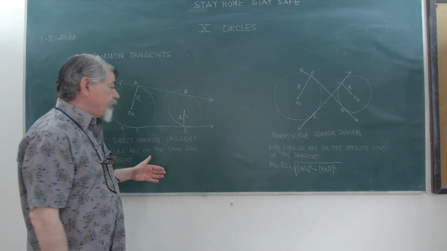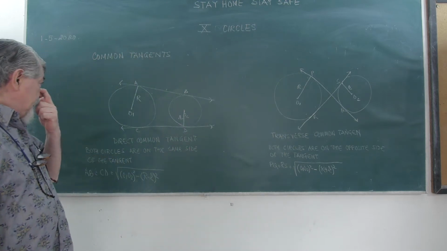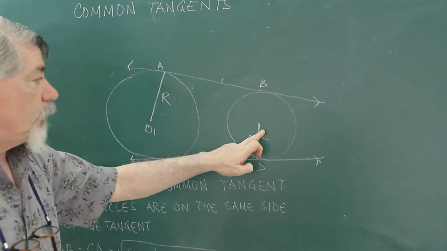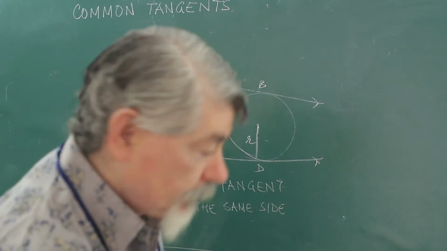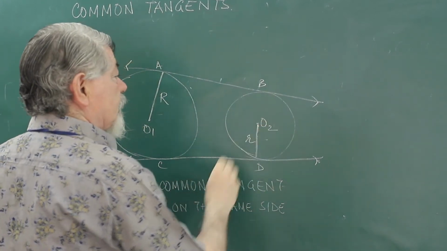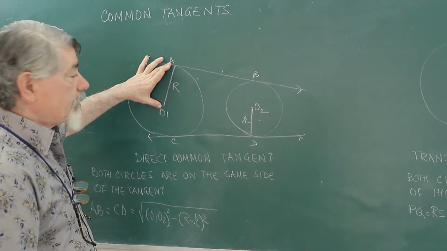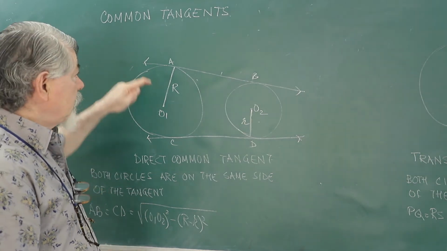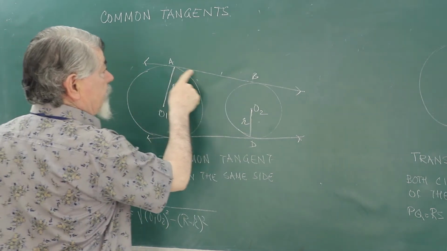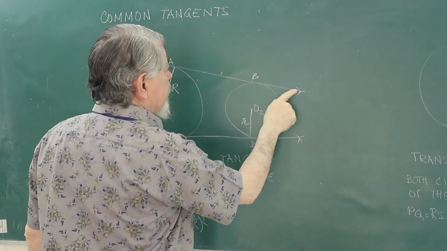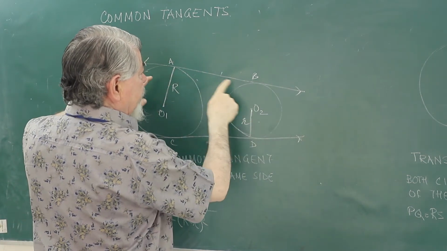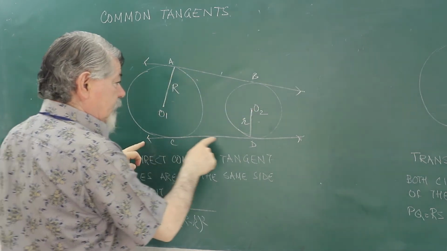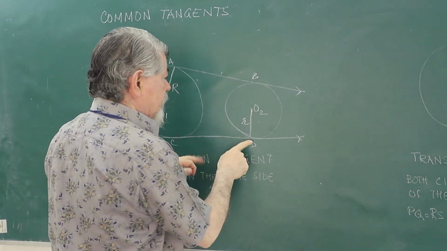As I have drawn the figures on the board, you can see in the first case two circles are here with the centers O1 and O2. O1 and O2 are the centers of the circles. Capital R is the radius of this circle, and a small r is the radius of this circle. Two tangents are drawn. One is line AB, a straight line which is touching the two circles at points A and B. There is another line which is touching the circles at points C and D.